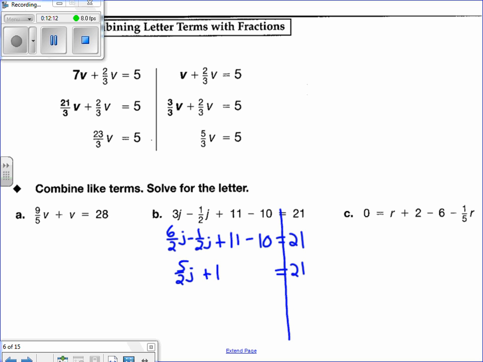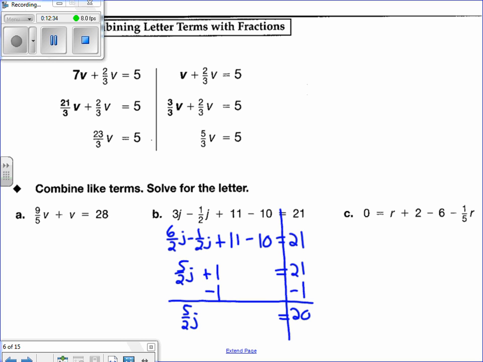Now I just have 2 steps to solve. Again, remember, I'm trying to get all the numbers on one side and all the terms with letters on the other. So I want to get this positive 1, I want to subtract that from both sides. That leaves me with 5 halves j. 21 minus 1 is 20.